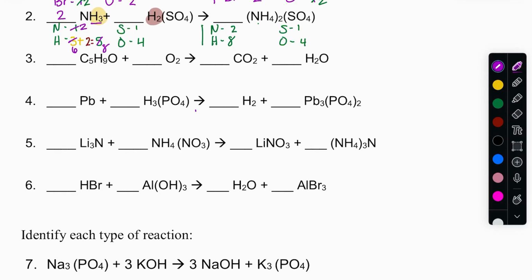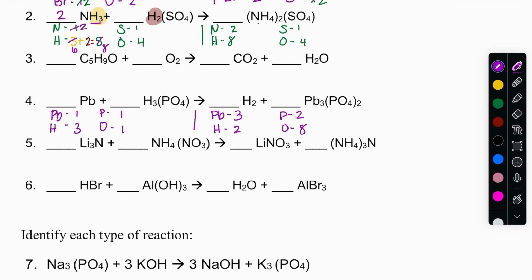Number 4, we're going to drop the line. I have lead, hydrogen, phosphorus, and oxygen. All right, I have 1, 3, 1, and 1 on the left. On the right, 3, 2, 1 inside times 2 outside is 2, and 4 inside times 2 outside is 8. All right, so nothing's balanced.